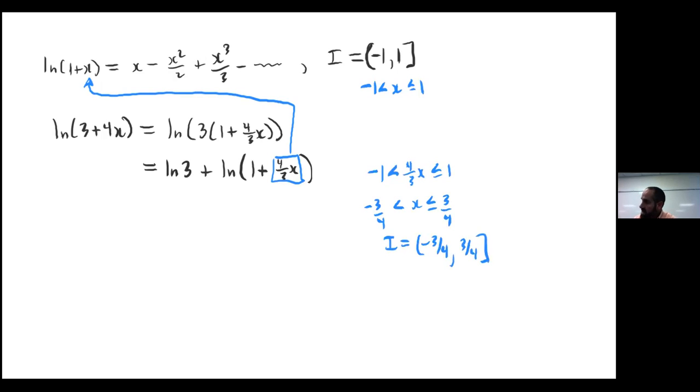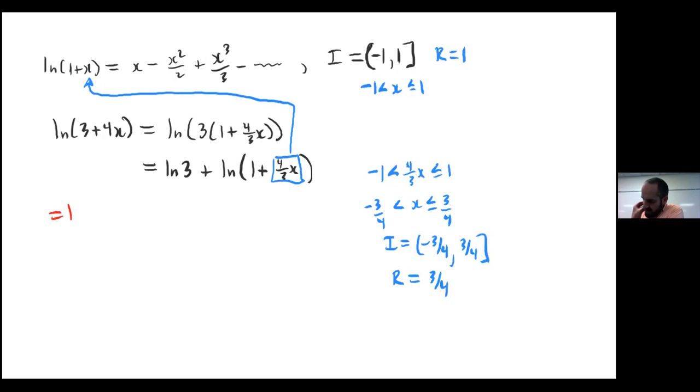And what is the radius of convergence for this thing? We haven't even gotten the series yet, but what is the radius of convergence going to be? 3/4. The radius of convergence up here was, of course, 1. But we just replaced x with something different. Okay, so what is this series?